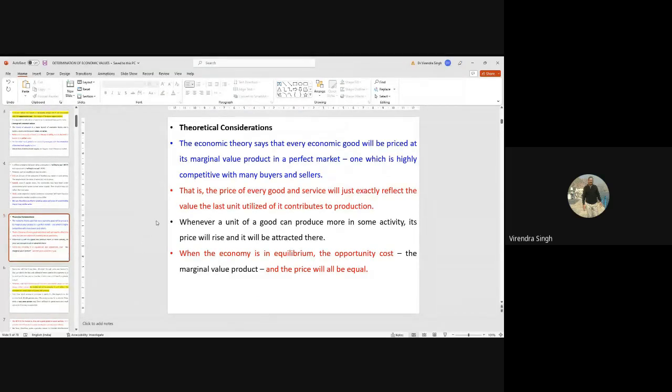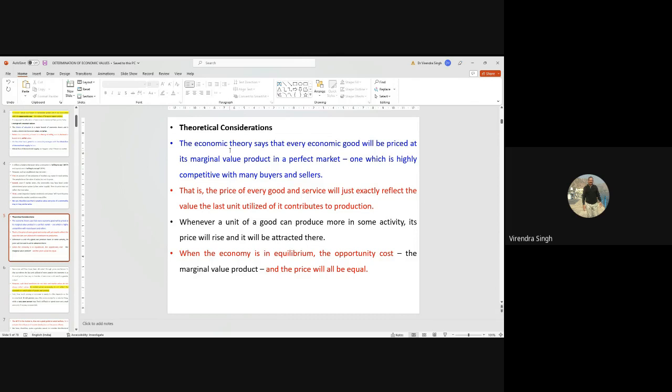Theoretical considerations are there. The economic theory says that every economic good will be priced at its marginal value product in a perfect market, one which is highly competitive and has many buyers and sellers. Actually, in perfectly competitive markets, an individual buyer or seller is negligible in relation to the entire set of buyers and sellers. That is, the price of every good and service will exactly reflect the value the last unit utilized of it contributes to the production.